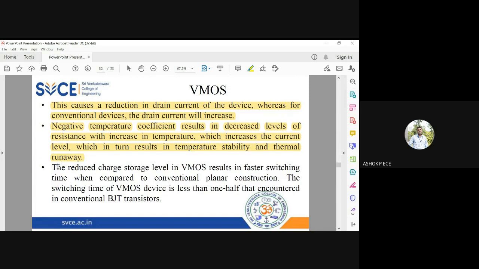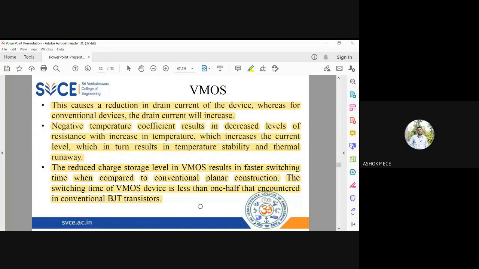device. And also this VMOS will have a faster switching time when compared to the conventional planar structure of your MOSFET. The switching time is less than one half of that encountered in a BJT. So switching time is half of the BJT. If the BJT is taking 2 nanoseconds for switching from on state to off state, your VMOS device will take only 1 nanosecond. It is very fast. The switching time is reduced by half. It is less than half.